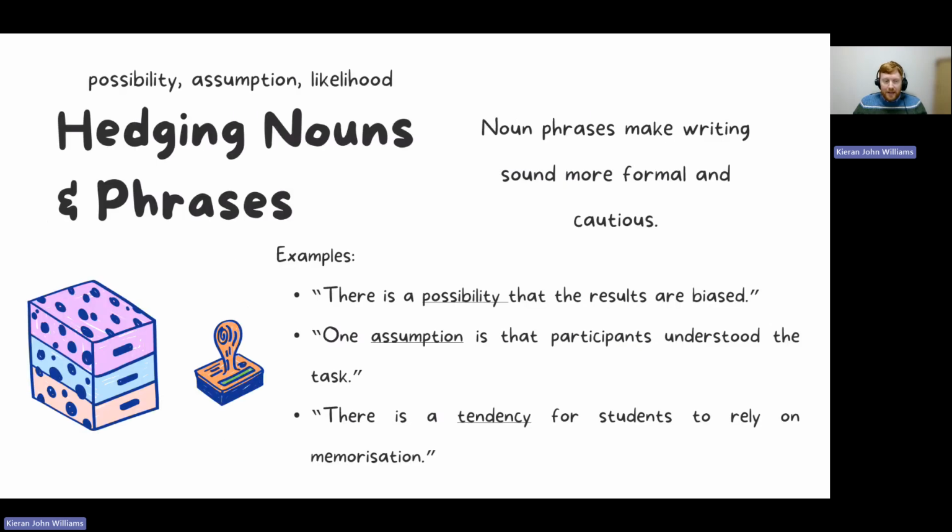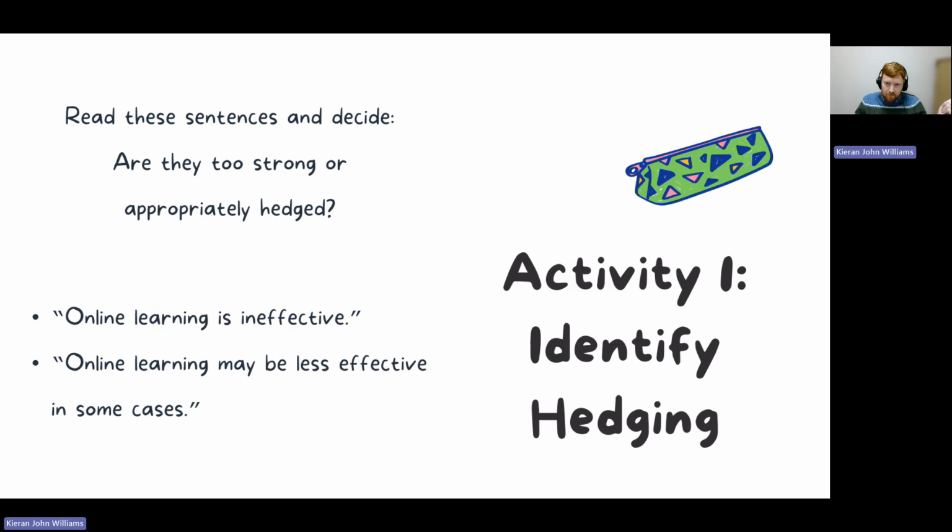You can also hedge, though, using nouns and noun phrases, and phrases such as possibility, assumption, likelihood, or any variation on those words. These structures often make your writing sound more formal and more cautious, of course. So, for example, instead of saying something directly, like smoking causes cancer, you would say that there is a possibility that smoking causes cancer. This creates some distance between you and the claim, which is very typical of academic writing.